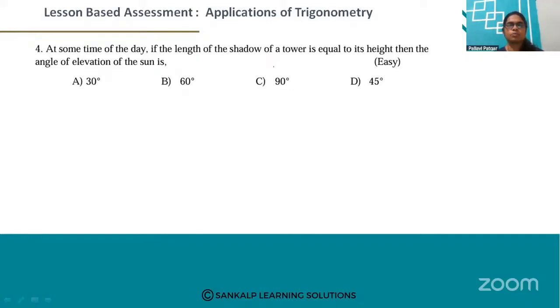See the question number 4. At some time of the day, if the length of the shadow of a tower is equal to its height, then the angle of elevation of the sun is.